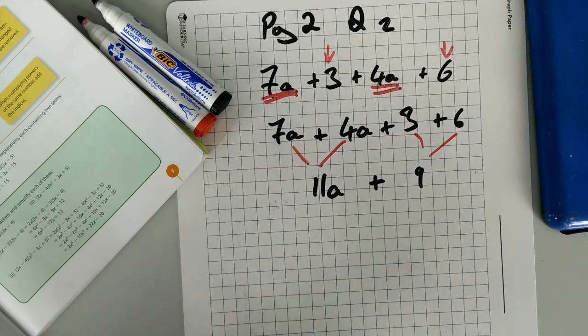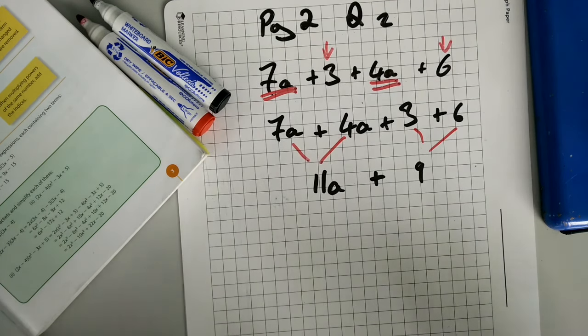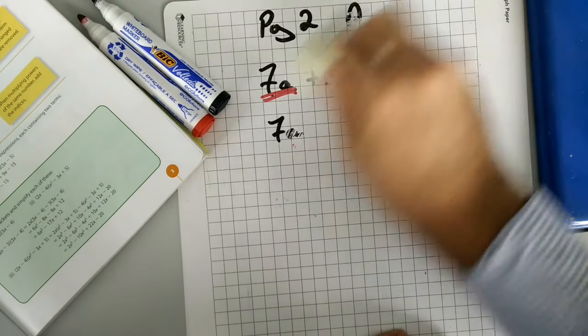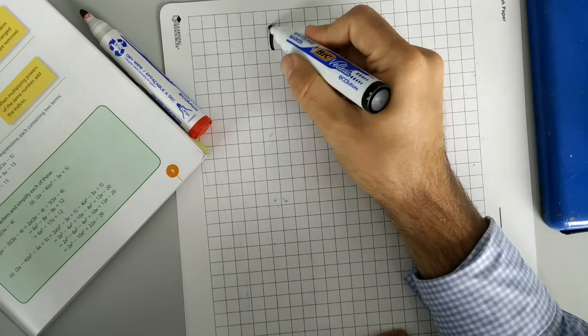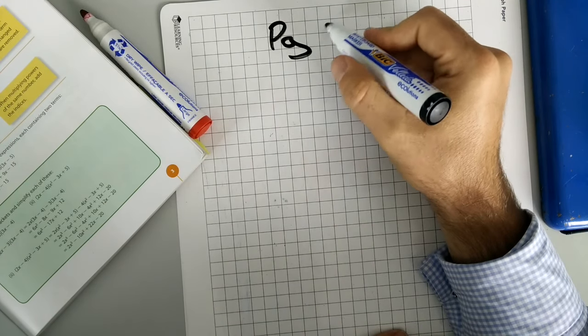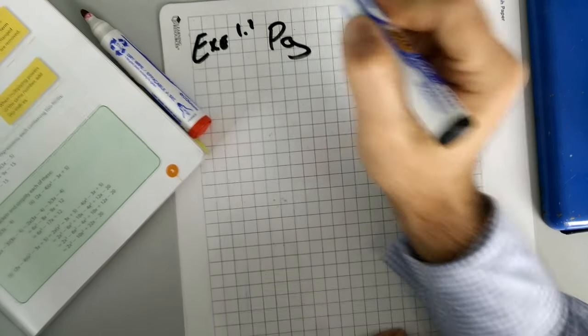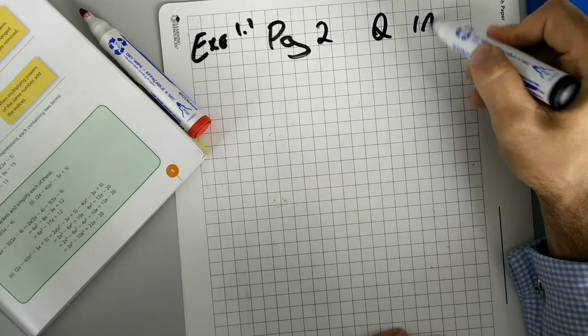Okay, now that we've done that question, we're going to look at a slightly different question, a slightly more complicated one. The same general principles apply, but it's just ever so slightly more complicated. So we're on to page 2, still the same section, exercise 1.1, and we're looking at question number 10.